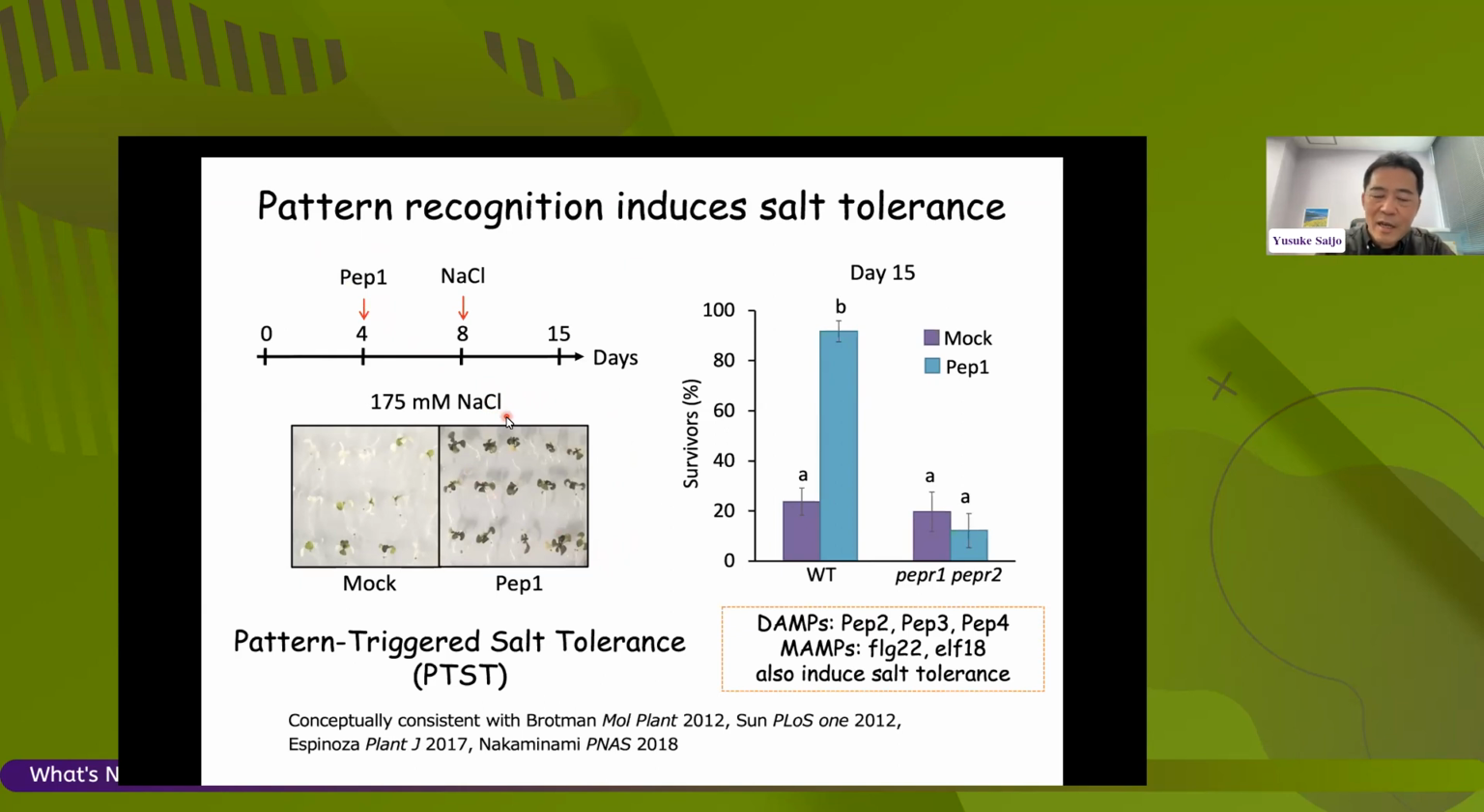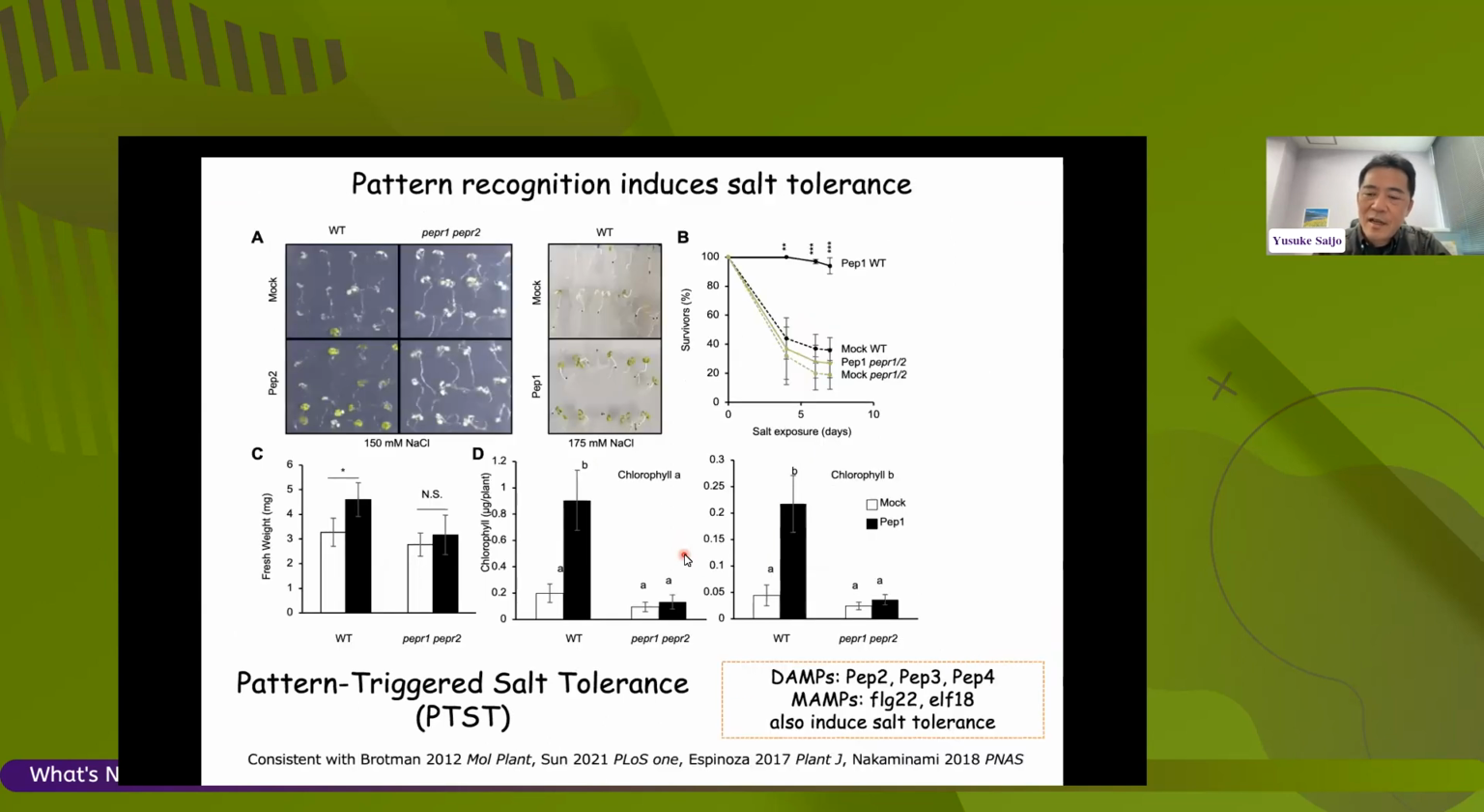But anyway, plants die if you don't do anything. But if you pre-treat seedlings with this peptide, you see a dramatic increase in the survival rate. So it's likely that pre-activation of this pattern receptor signaling can enhance salt tolerance. And this initial observation has been followed by more detailed studies in Germany.